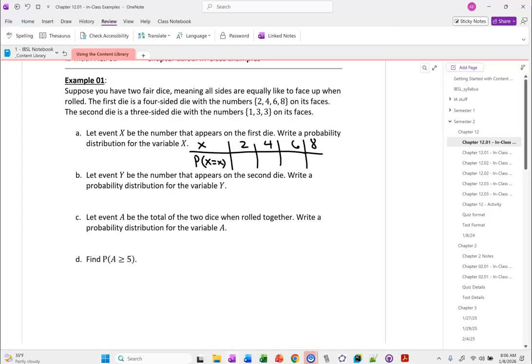How many different ways when I roll the dice can I get a 2? And a 4, and a 6, and an 8. Okay, so they're all equally likely, so they should all have the same probability, right? That probability being 0.25. 1 in 4 or 0.25. Yep. Either way of writing it would be fine.